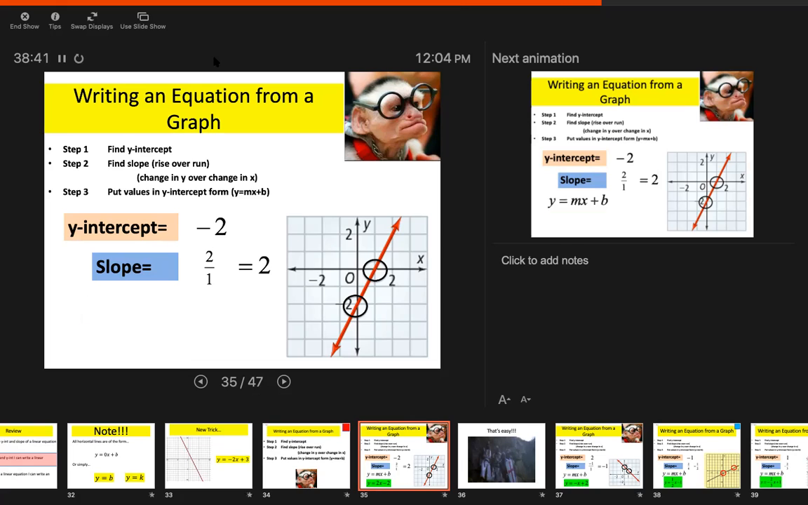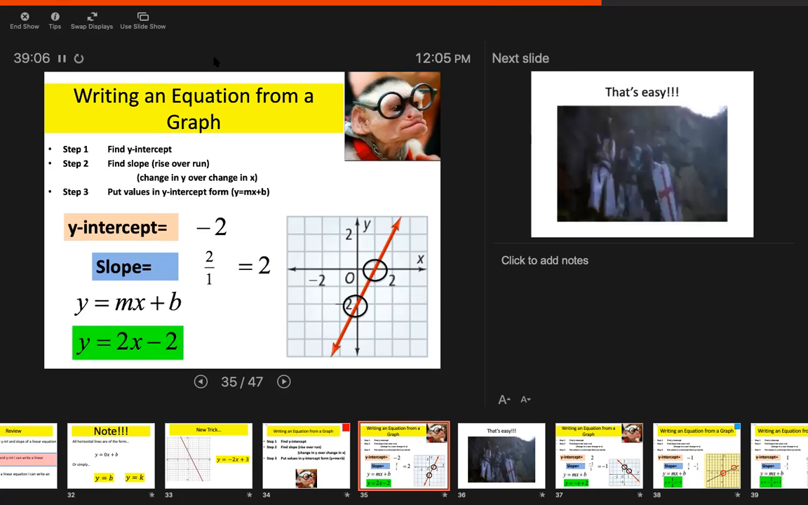What did I do? I found the y-intercept, done. It's -2. I calculated the slope. In order to calculate slope, I need a first point and some other point. Calculate the slope: up 1, 2, over 1. 2 over 1 is 2. Here's your m. Instead of writing the word slope, you want to put m equals. That would be smart. Here's your b. Y equals 2x minus 2. Done. That's it.